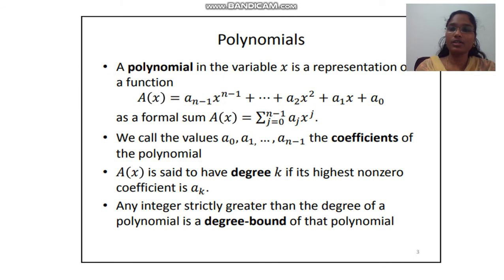So here as a general form we can write it as A(x) equal to the summation j equal to 0 to n minus 1 of a_j x^j. So here the coefficient values are these a_j values, starting from 0 to n minus 1. So a_0 to a_{n-1} are the coefficients of the polynomial, and when a polynomial is given, the highest non-zero coefficient is the degree of that polynomial, and any integer strictly greater than the degree will be called the degree bound of that polynomial.